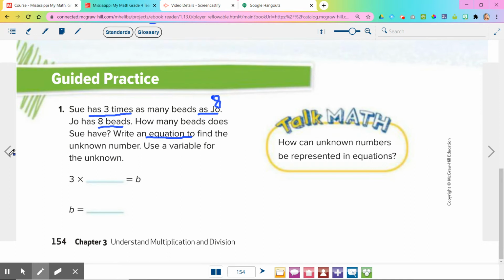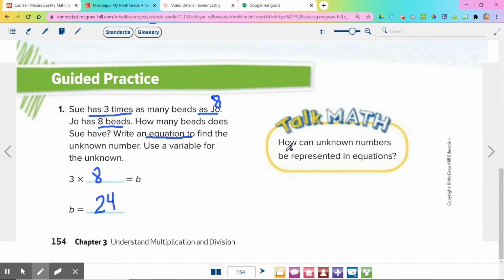Now we're going to be writing equations and using variables on all of these problems, on most of them anyways. So whenever possible, I do want you to write an equation and use a variable for the unknown. All right, so in order to solve for Sue's beads, Sue has 3 times as many beads as Joe. So Sue has 3 times as many as 8. And 3 times as many as 8 is 24.